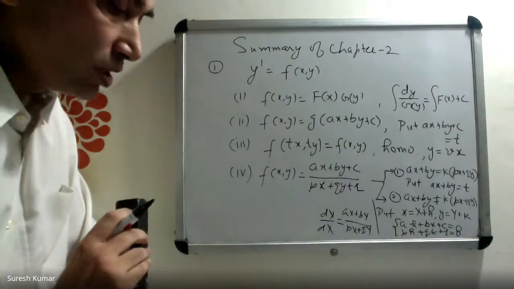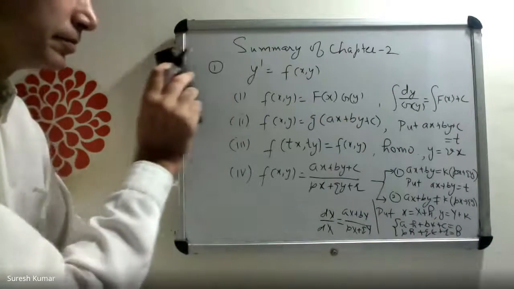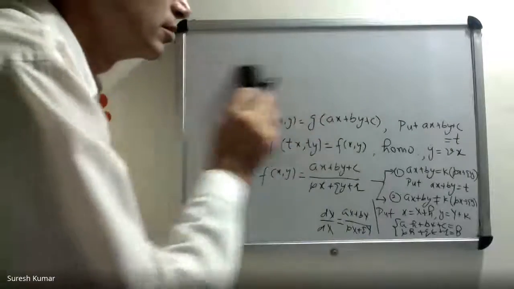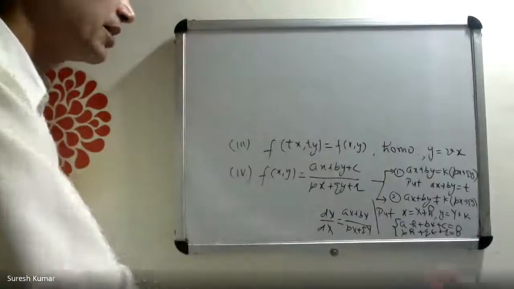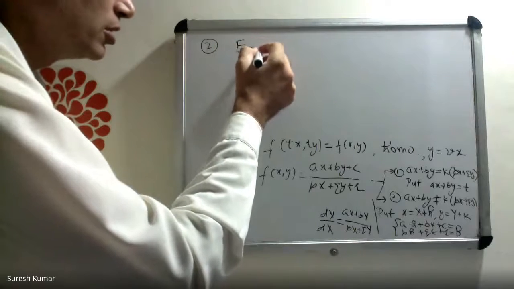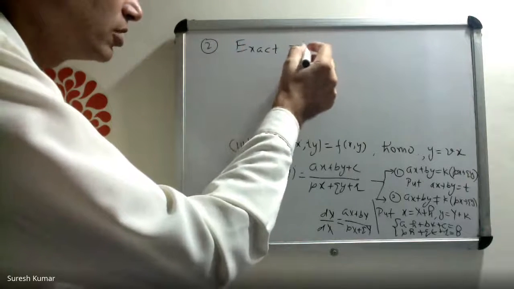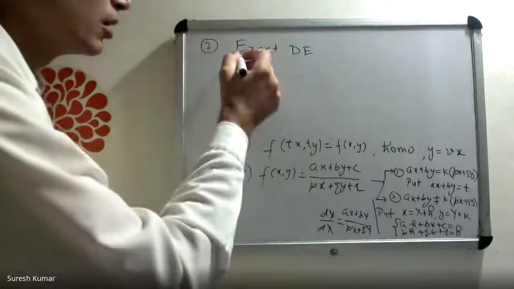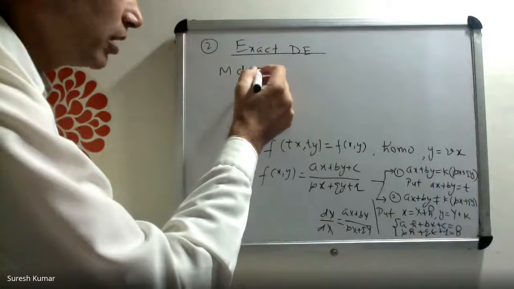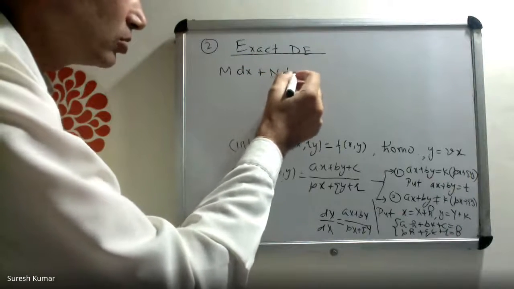Now I move to the next case. The exact differential equations. Let's see what are important points related to exact differential equations. First of all, we put the first order differential equation in the form M dx plus N dy equal to 0.